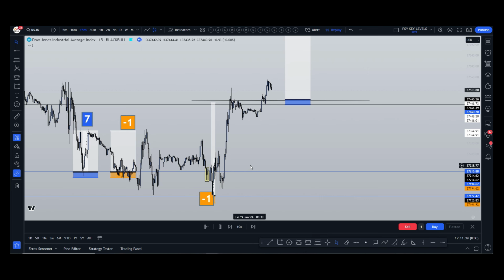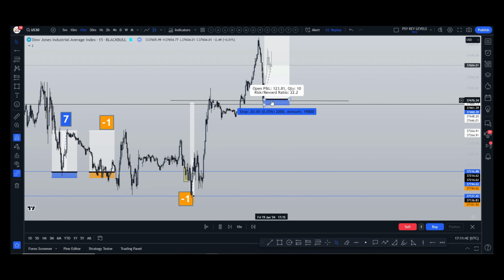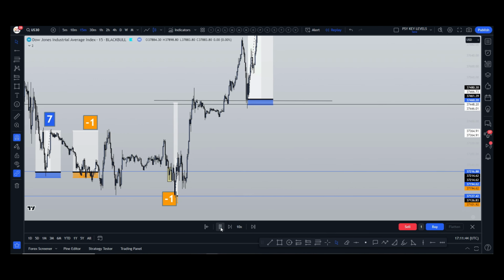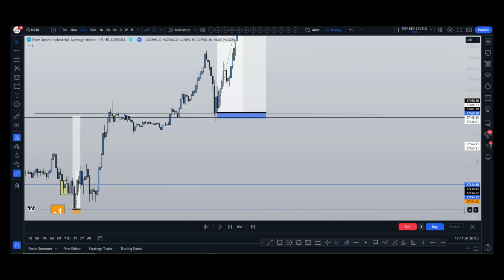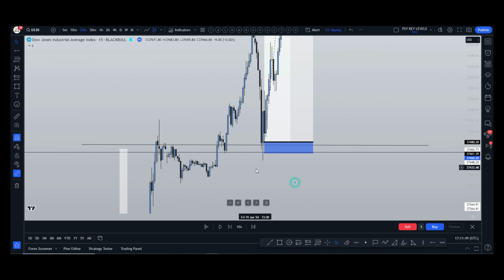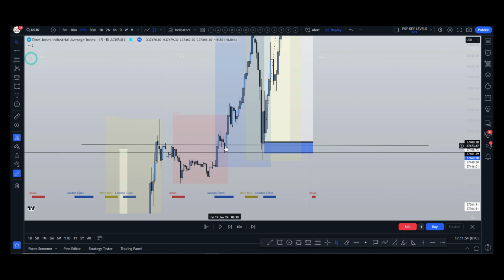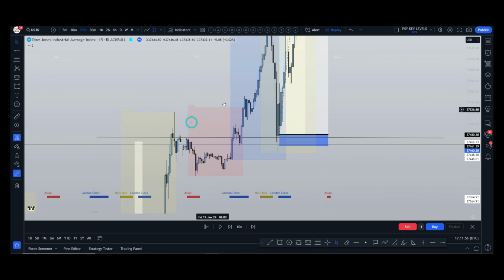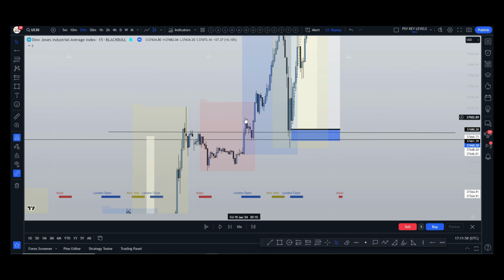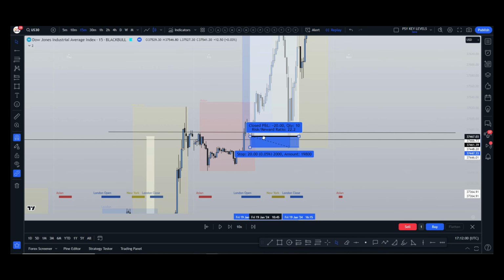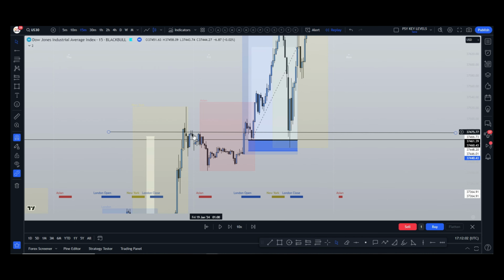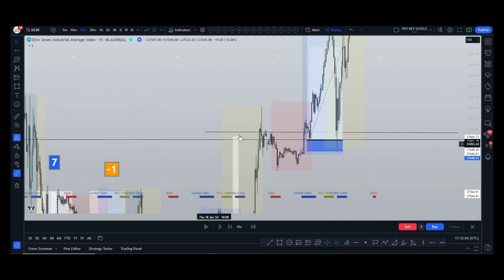Let's move on to the 19th now. Okay, this is the 19th. Now look at this, guys. Let's turn on the sessions indicator. Okay, so now we're in the New York session. This is a breakout, but I would have taken the trade from here because the 4-hour line started from here. It was respected. This is the beginning of the wick on the 4-hour time frame.